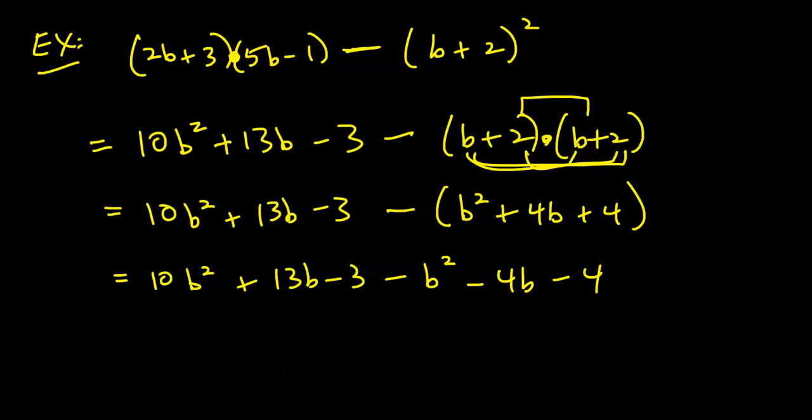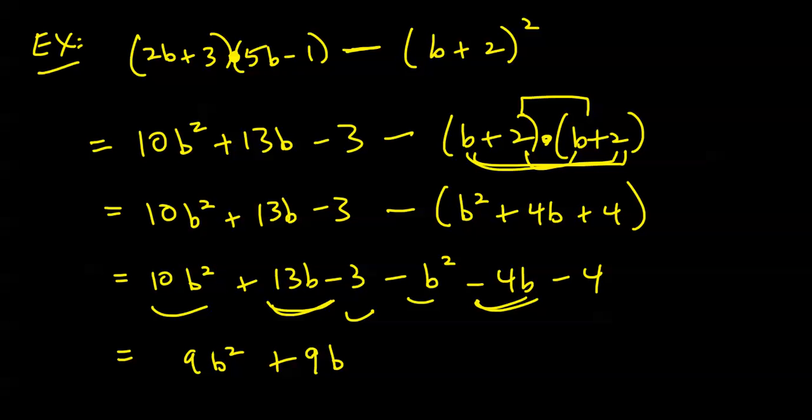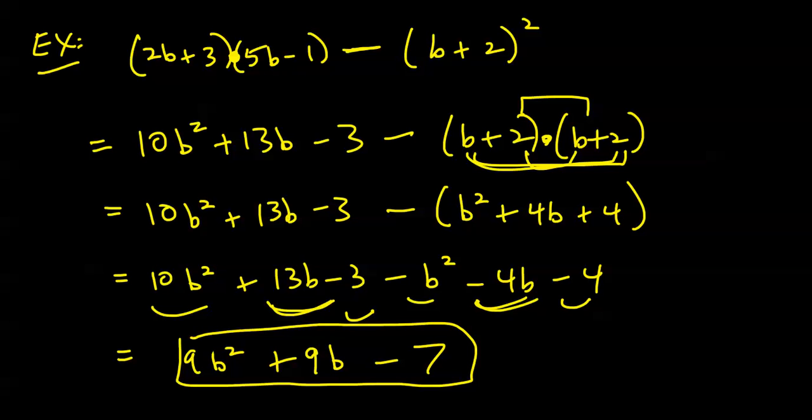That second trinomial. Once I've dropped the parentheses, I can combine the b squared terms, which gives me 9b squared. 13b minus 4b is plus 9b. Let me say that again: plus 13b minus 4b is plus 9b, and then minus 3 minus 4 is minus 7. So there's my final result for that somewhat complicated problem.